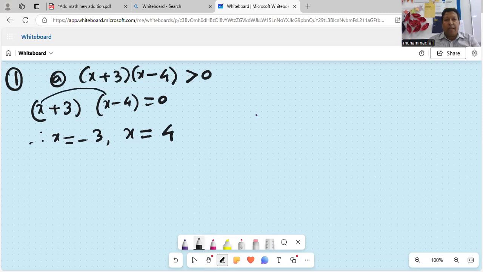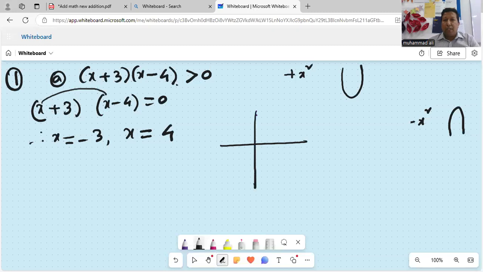Obviously, x multiplied by x is x squared, plus x squared. We said that if it is plus x squared, this curve will be U-shaped. And if it is minus x squared, the curve will be cap-shaped. So this curve is definitely U-shaped. So it will pass through minus 3 and 4.